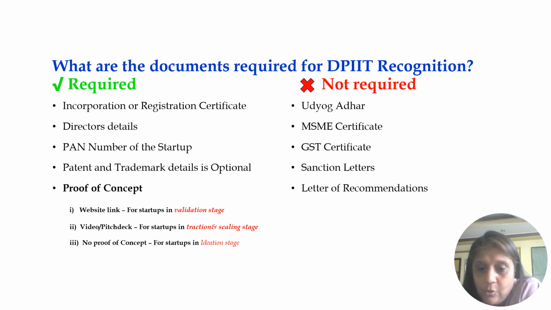Now I hope you all are clear till now. Now coming to the documents which are not required. So it is Udyog Aadhar certificate, which is not required, MSME certificate, which is not required, GST certificate, which is not required, no letters of recommendation and no sanction letters are required while getting recognized with DPIIT. Okay, I think we all are clear till now.